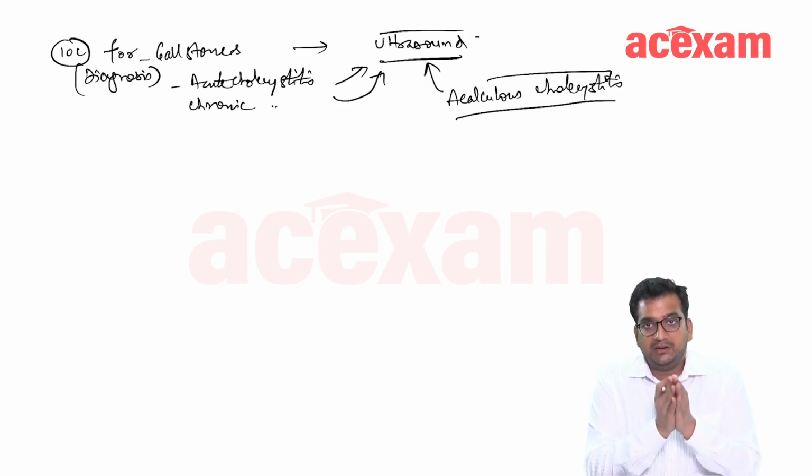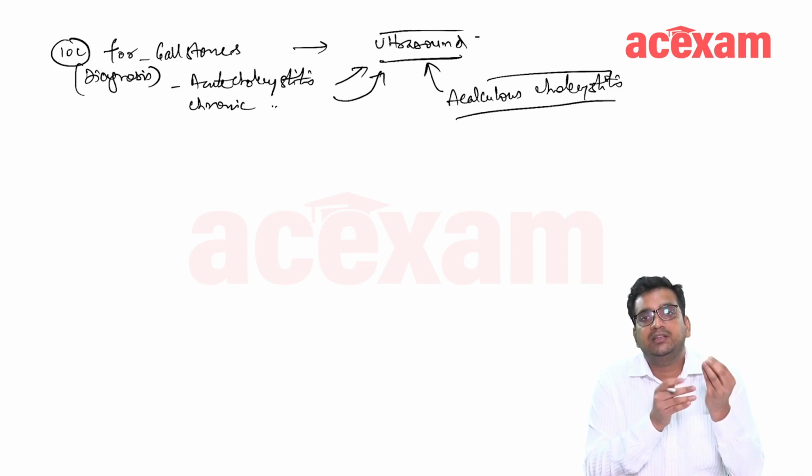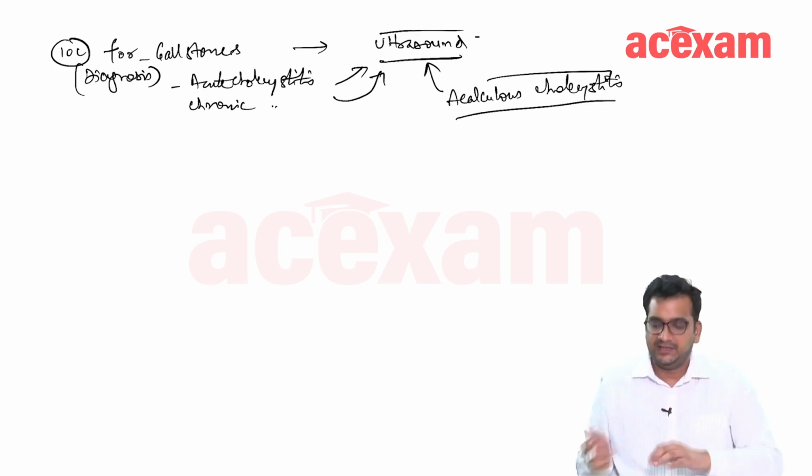So for the gallbladder per se, the investigation of choice for the majority of gallbladder-related problems is ultrasound. For carcinoma gallbladder, the investigation of choice is CT scan. The first investigation can be ultrasound, but the investigation of choice for carcinoma gallbladder is CT scan. For gallstones, acute calculus cholecystitis, acalculous cholecystitis, chronic cholecystitis, it is ultrasound.